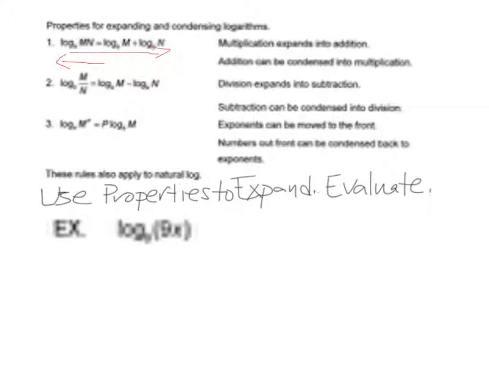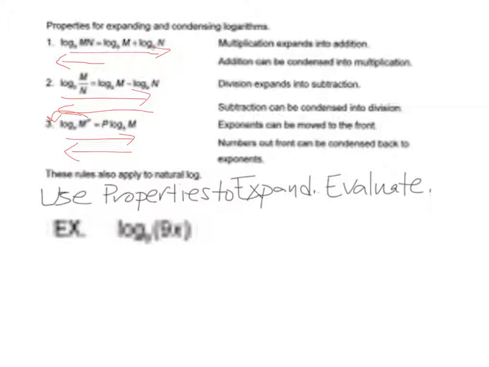Property number 2 shows us that division expands into subtraction, or the other way around, subtraction can condense back into division. And then property number 3 is actually the most useful property. If you're taking the log of something that has an exponent, the exponent can be moved into the front. So if the instructions are to expand, you'll move the exponent to the front. If your instructions are to condense, then the number in front will move back to being an exponent. These rules also apply to natural log, to ln.